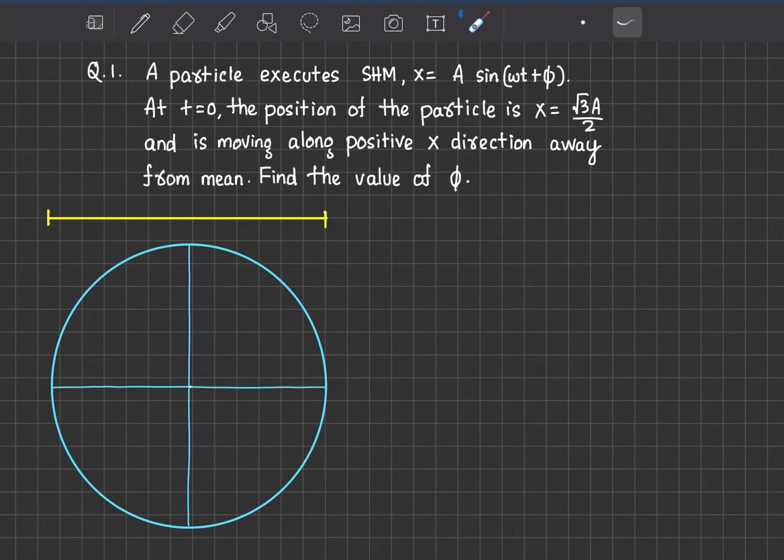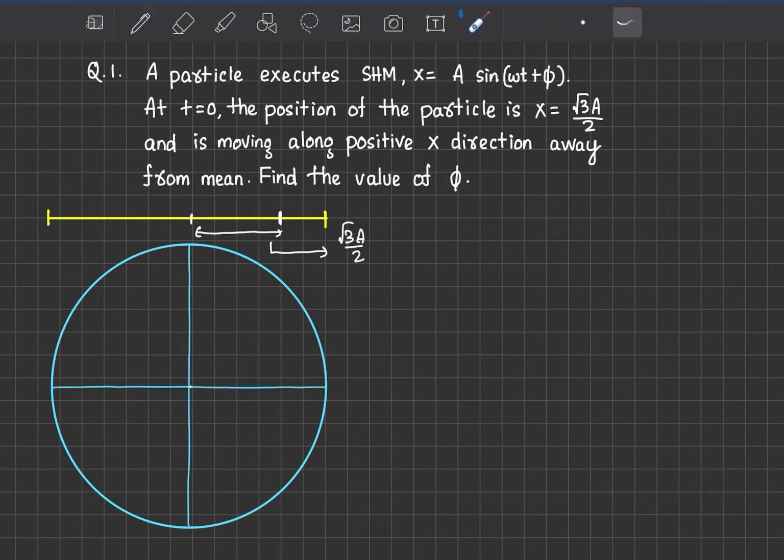So see, if we analyze the data here, the x value is given as root 3 a by 2, which is in the positive direction. That means if this is the mean, then the particle must be somewhere here, and this distance must be equal to root 3 a by 2, right? So let's denote the position. Let's say this distance is root 3 a by 2.